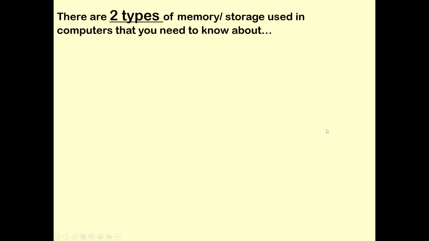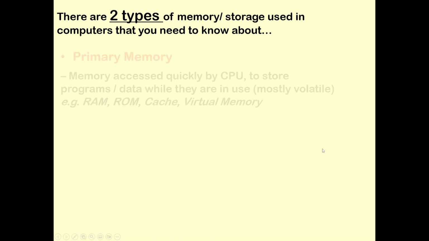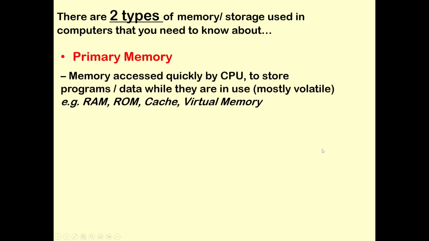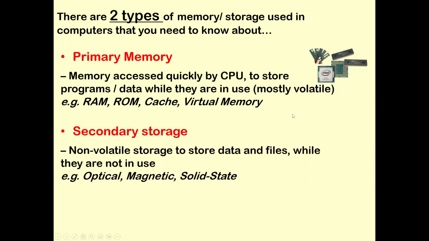Okay, so in the paper exam, you need to know about 2 types of memory and storage. Primary memory is memory that's accessed quickly by the CPU, and it stores your programs and data while they are being used, and it's mostly volatile, things like RAM, ROM, cache, and virtual memory. And secondary storage is non-volatile storage, storing data and files when they are not in use, things like optical, magnetic, and solid state. Today we're looking at primary memory though.